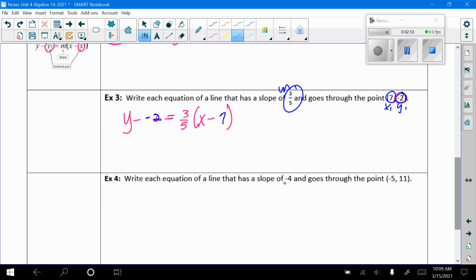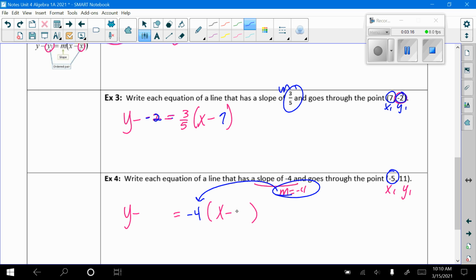So the next one, this is my slope, so m equals -4. This is x1, y1. Plug it into the formula. Y minus something equals something times x minus something. So my m goes right here, so that's -4. My x and my y: x goes with the x, so it's -5, and this goes over here, so it's 11.